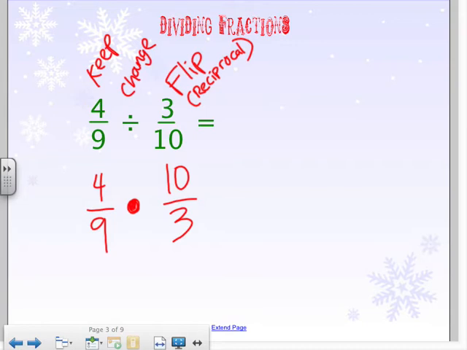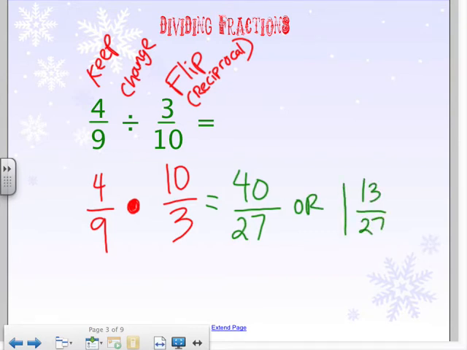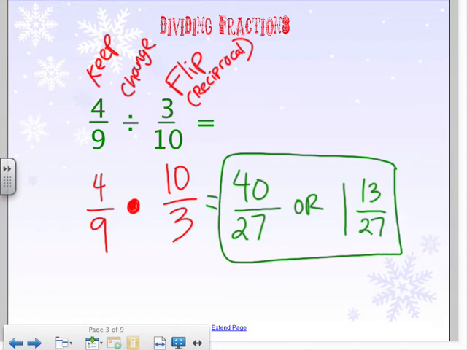You look to see if there's anything you can simplify. If there's not, in this case, I'm just going to multiply it. I get 40 over 27. If you want to make that into a mixed number, you can. And that's your answer. Okay, so if we're dividing fractions, we actually aren't dividing at all. We end up multiplying, but we're multiplying by the reciprocal.